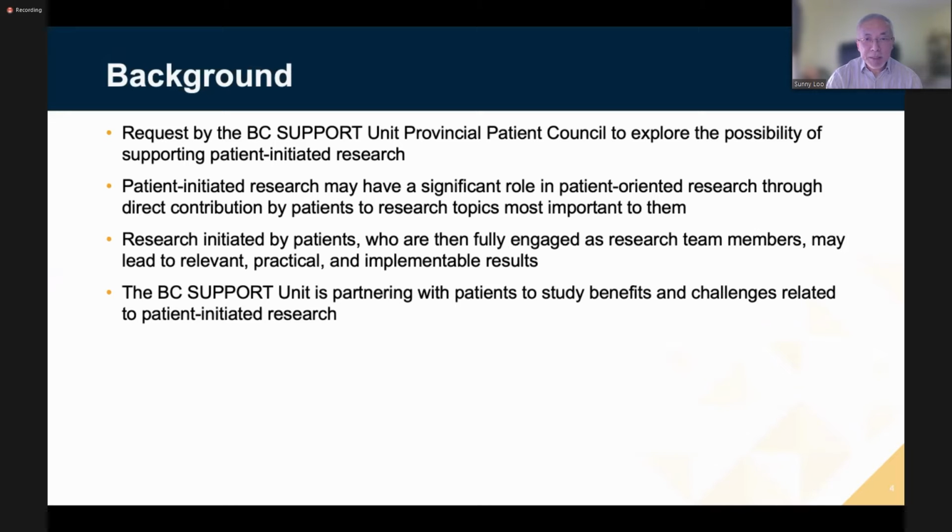At the request of the BC Support Unit Provincial Patient Council, we are exploring the possibility of developing a patient-initiated research assistance program. Patient-initiated research may have a significant role in patient-oriented research, as it entails not only patient engagement in studies, but direct contribution by patients to study topics relevant and important to the patient. Patients experience their conditions and needs directly, and often their observation allows them to identify possible gaps in health research, gaps that they wish to pursue.